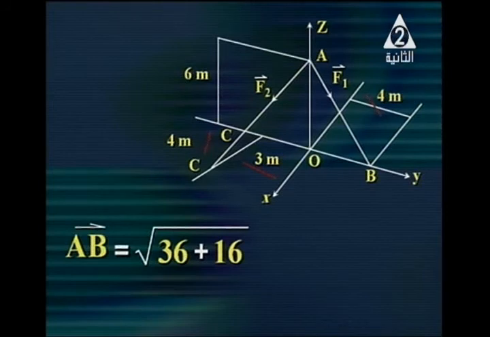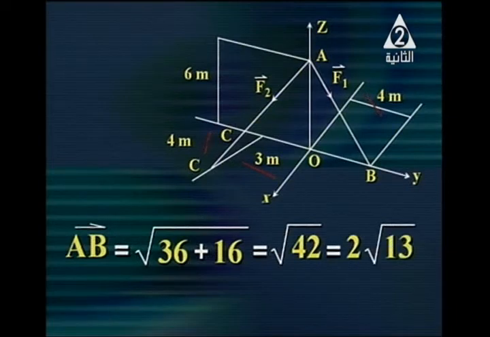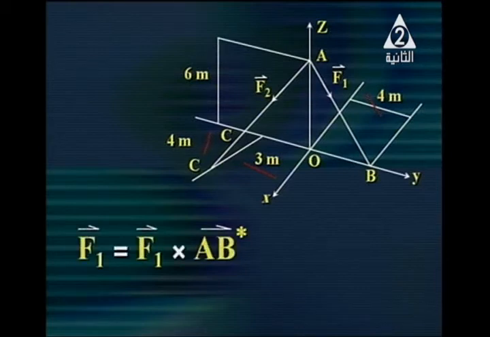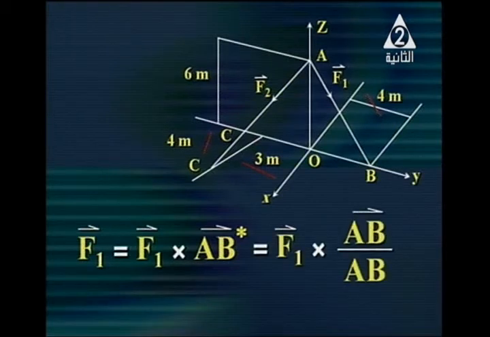After that, we find the AB norm equals the square root of 36 plus 16, equals the square root of 52, equals 2 root 13. What is the F1 moment? F1 vector cross AB vector star. What do you mean by AB vector star? AB vector star means AB vector over the norm of AB. What is the value?